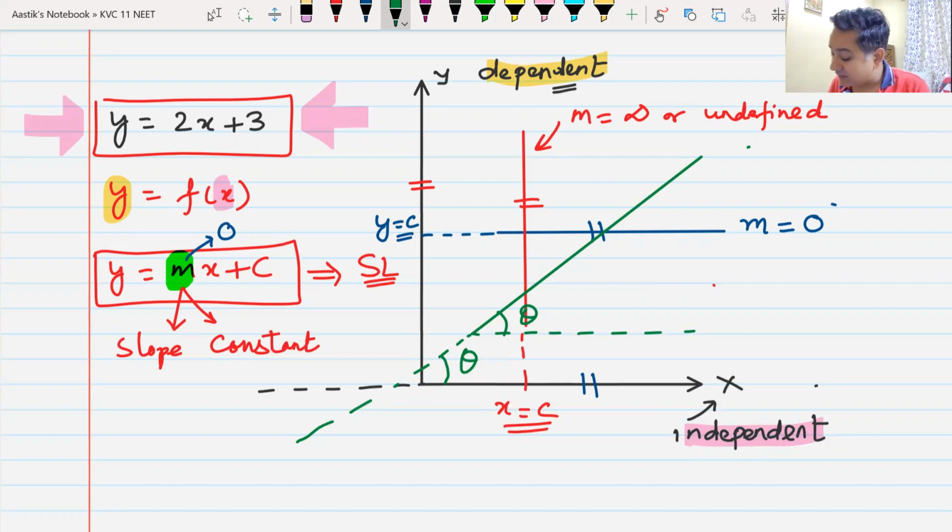The tan of this angle theta, tan theta, is known as the slope of this line. Do we understand this? The tan, tangent, tan, sine by cos, perpendicular by base, that is known as the slope of this line.